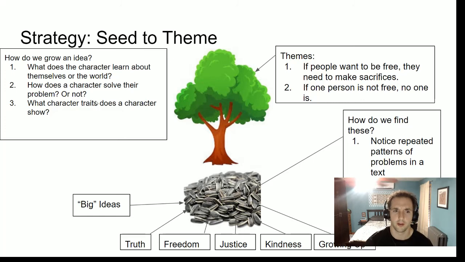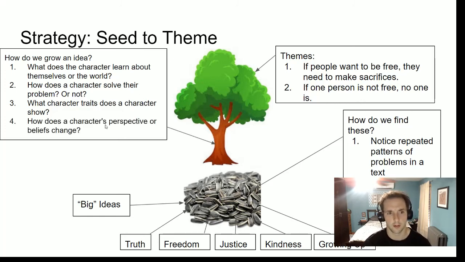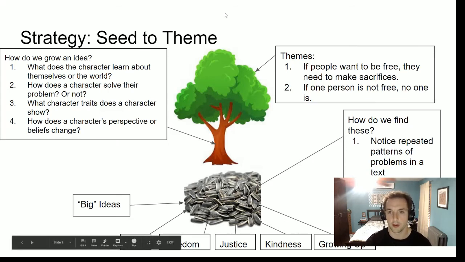And we can also see this with their character traits, traits that the character shows, or also how a character's perspective or belief changes. So if they believe one thing, but then because of some kind of circumstance, they start to believe something different, we can take the lesson from that and maybe learn and have the same perspective change as them. Like I mentioned before, we're really going to focus on growing the idea here, but what does the character learn about themselves? I think that will help us find not only what the topic is, but then grow that topic into a full theme.